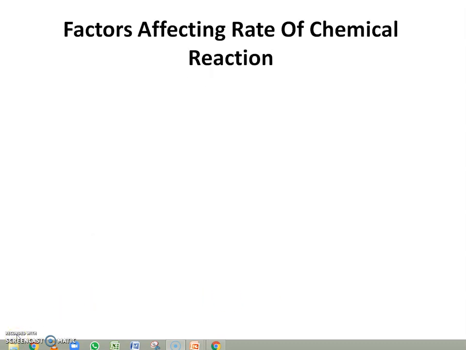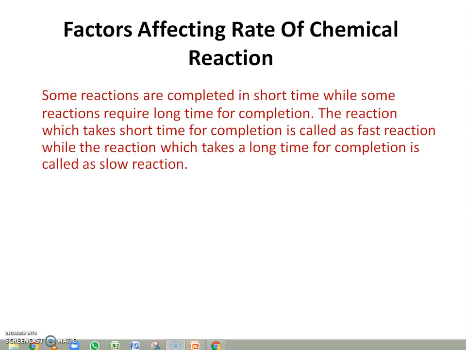Many reactions are taking place in our surroundings, but some reactions are slow while some are fast. In this section of the video, we will discuss the factors which affect the rate of a chemical reaction. Many chemical reactions are taking place in the surroundings, but some reactions are completed in a short time while some reactions require a long time for completion.